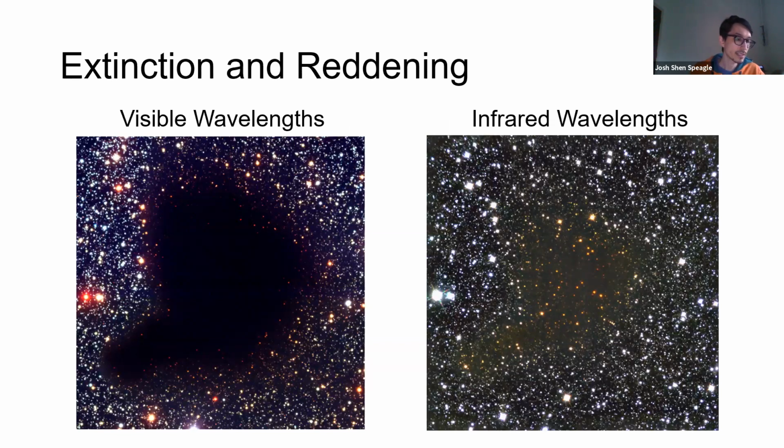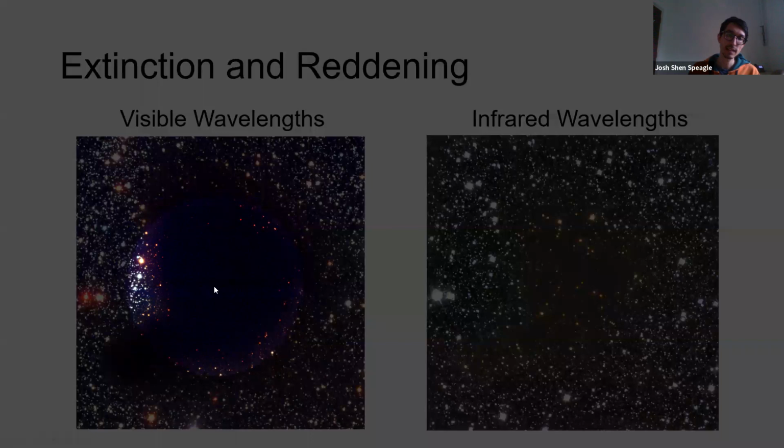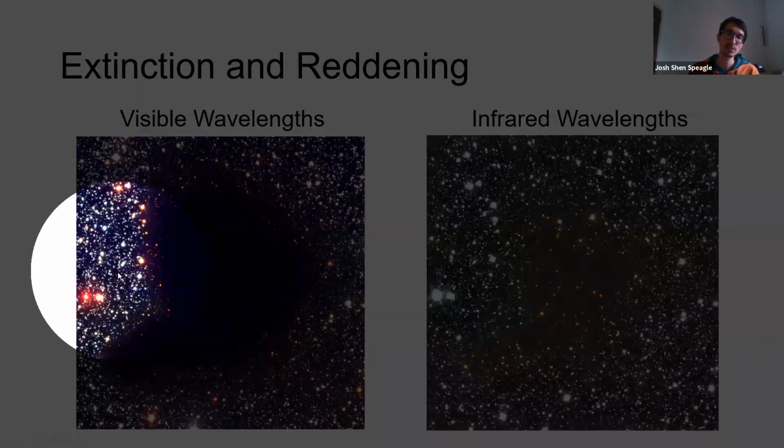Now, what dust does to light is it has two effects. They're called extinction and reddening. Extinction is just the fact that dust blocks light, physically. Light's going to scatter off of it, and so it doesn't reach us. So this just means that things that are behind dust look a little fainter. This is shown here on the left. In other words, things that are inside this cloud, you just can't see them versus things that are outside the cloud.